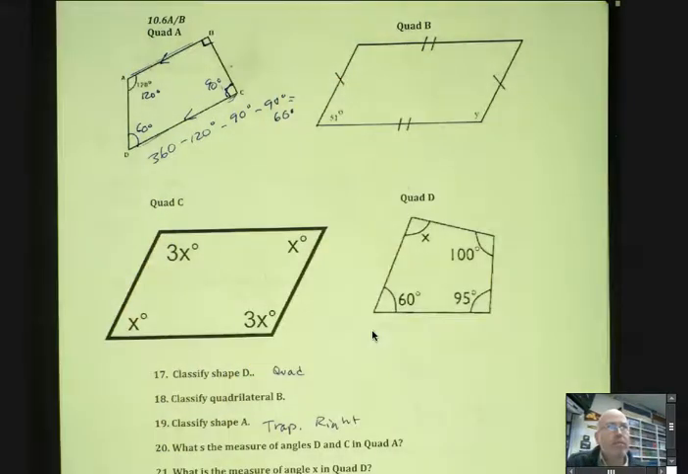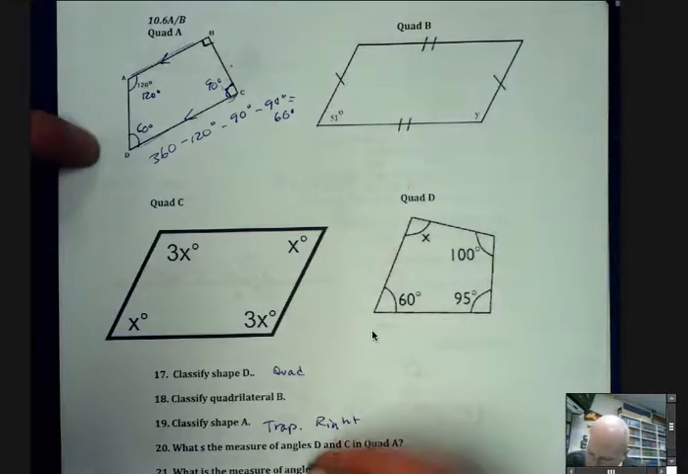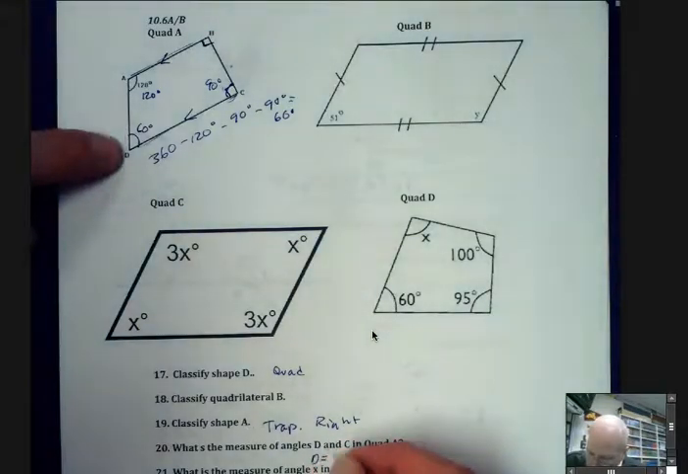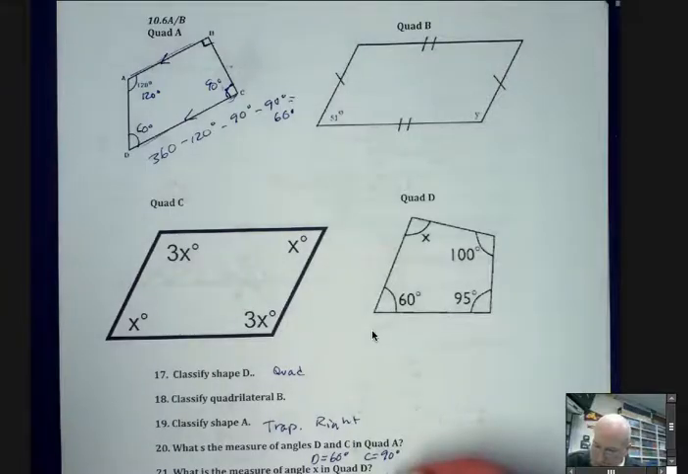Okie dokie. All right, sounds good. The next one. What's the measure of angle D and C? I got that one. I've got to put those down. So D equals 60 degrees and C equals 90 degrees.